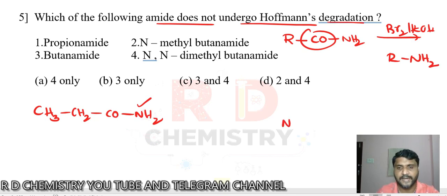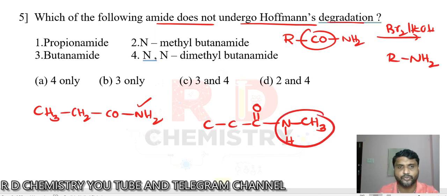Second option, N-methyl butanamide, where methyl is CH3. Okay. So NH2 is not there, a free NH2 is not there. It is a derivative of the amide. So, carbon number 1, 2, 3, 4. CO is here. So, there is no free NH2. So, the second one cannot undergo this reaction.